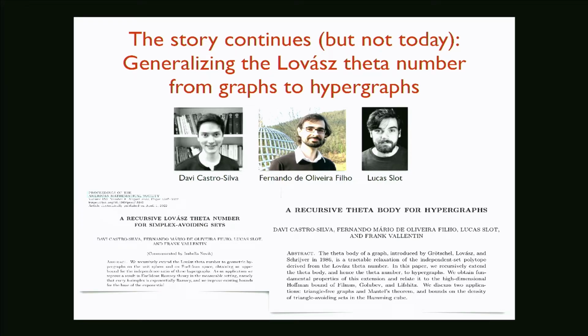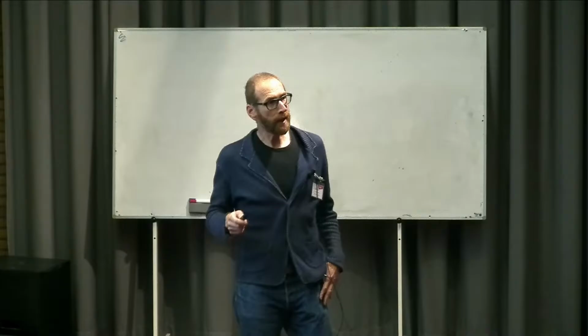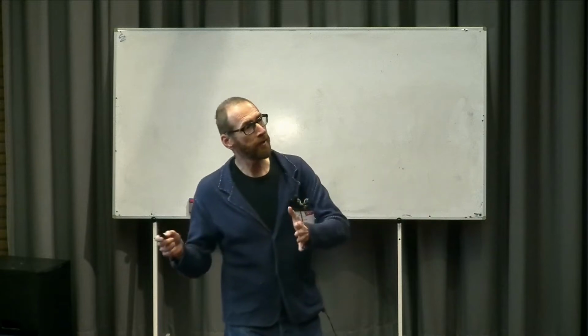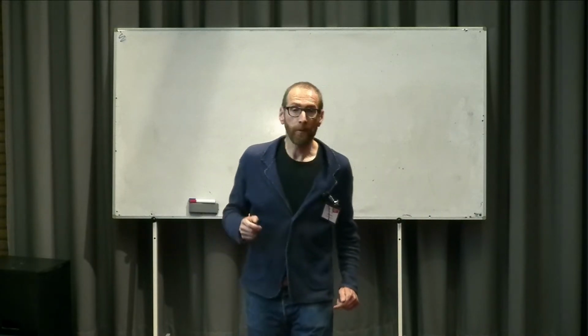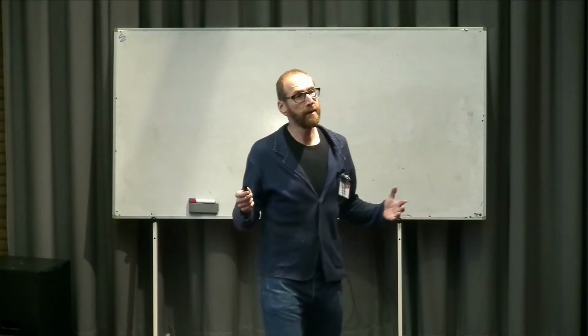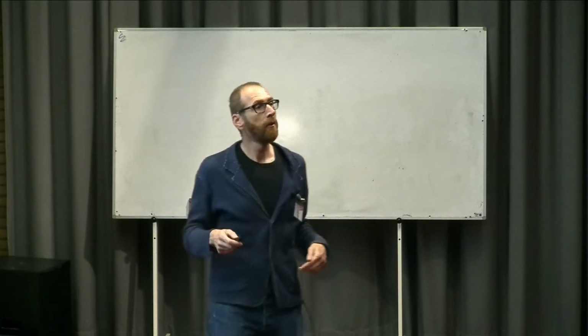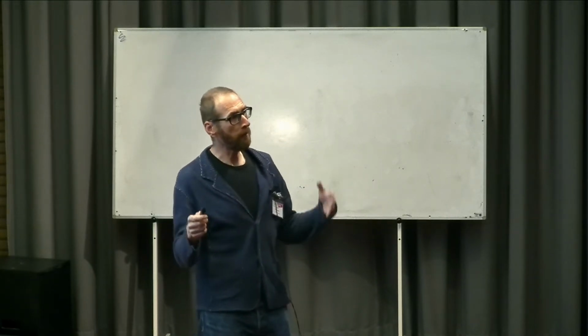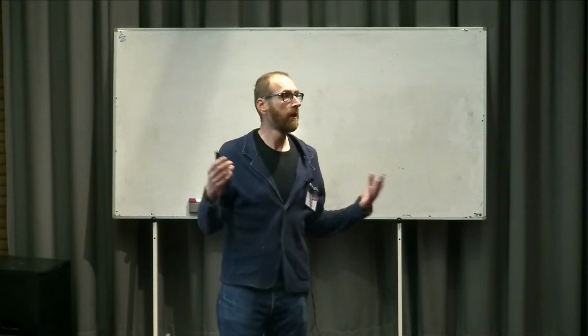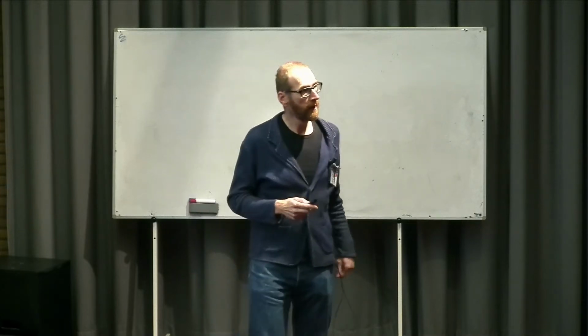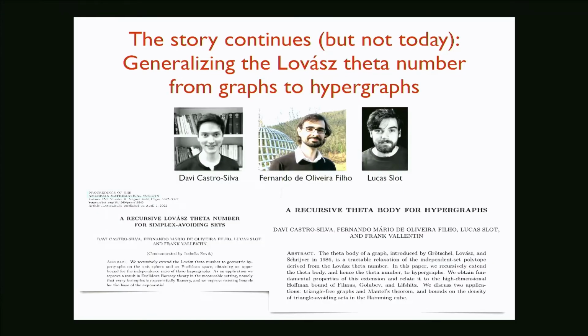Together with Davi and Fernando and Lucas, we were able to generalize the Lovász theta number for graphs to hypergraphs. So we could also define an independence number for hypergraphs. We could define a theta number which upper bounds alpha, and we could also do some asymptotic estimates to look at it. And here are these two papers.